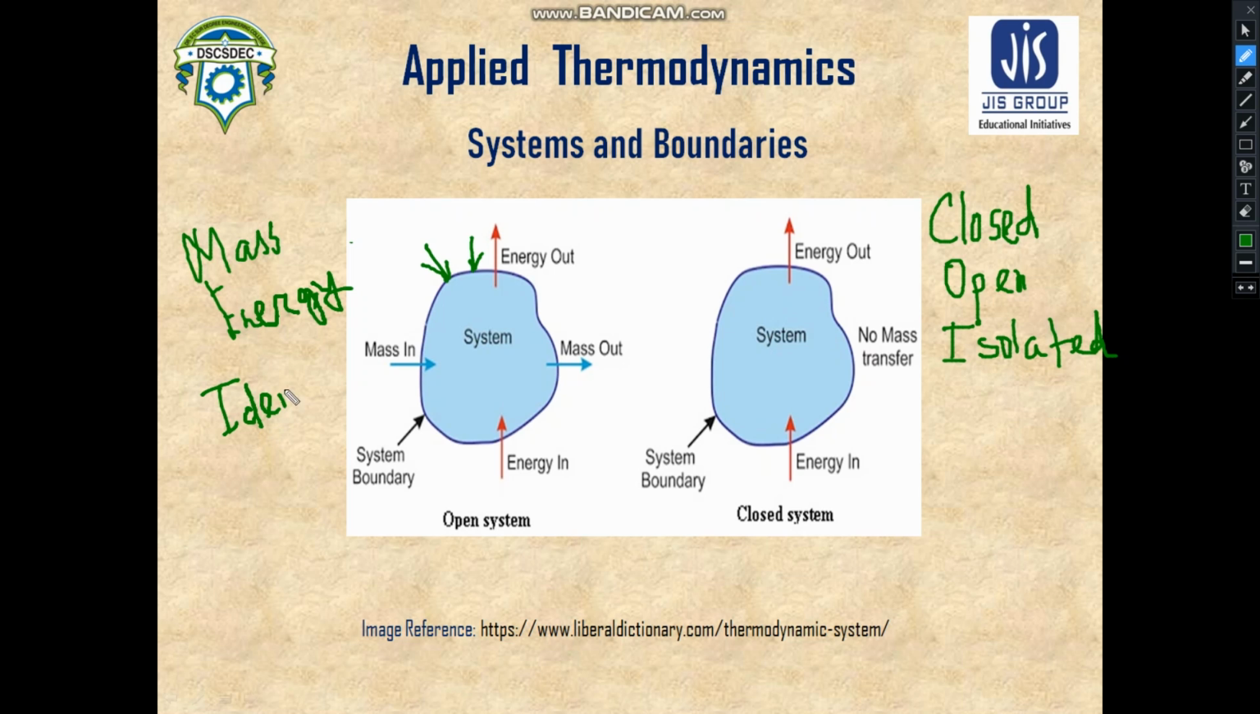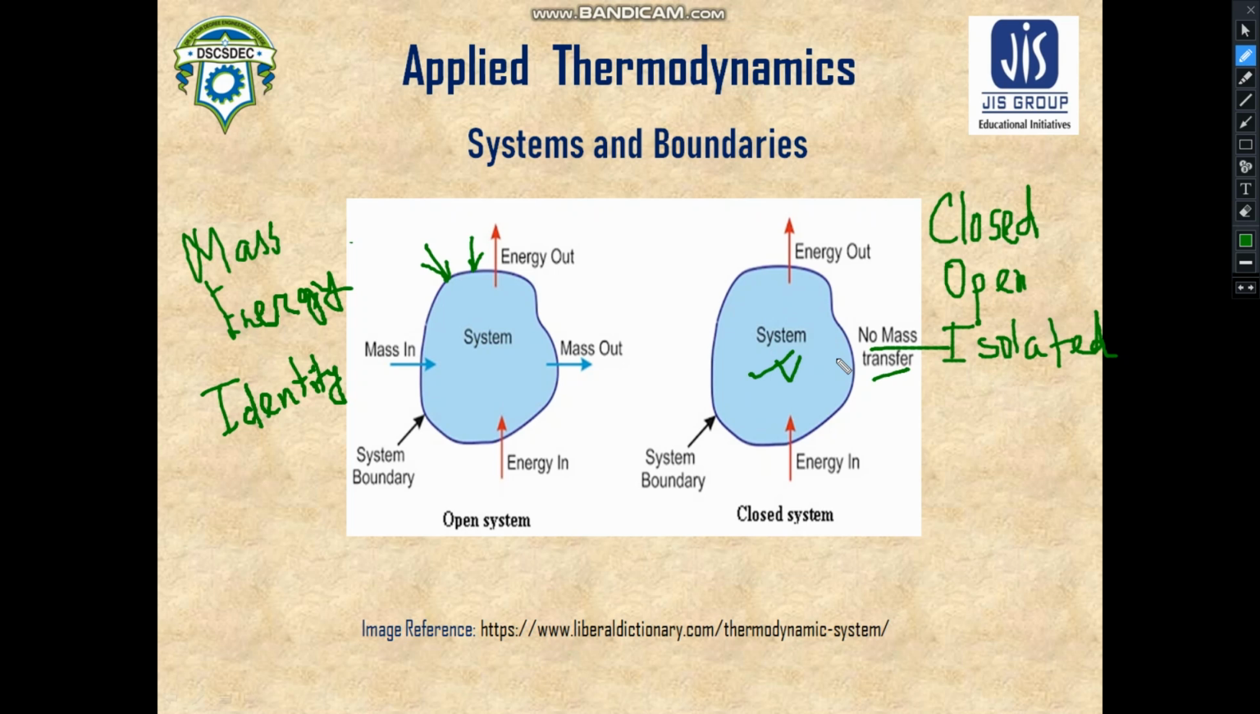These are the three factors from which you can distinguish three different systems. Now, the system which is closed to mass flow, that means here you can see no mass transfer. It is quite evident from this diagram that for this system there is no mass transfer allowed.